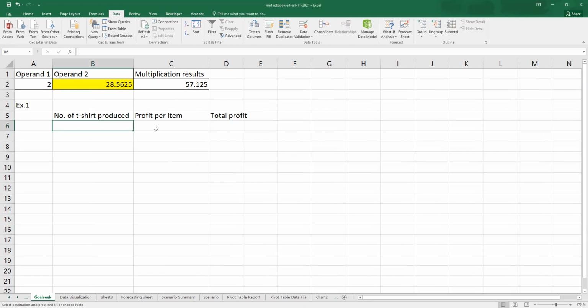And we say that okay. Suppose we produce, let's say, 100 T-shirts. Normally the profit that we get for each T-shirt is like $2.5, let's say.